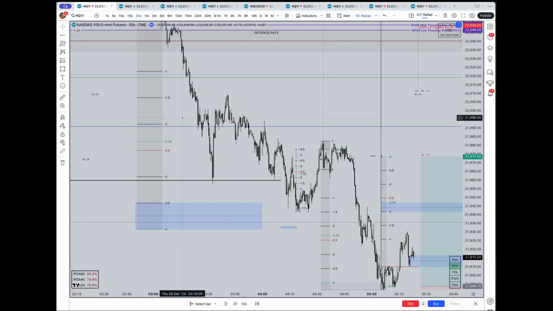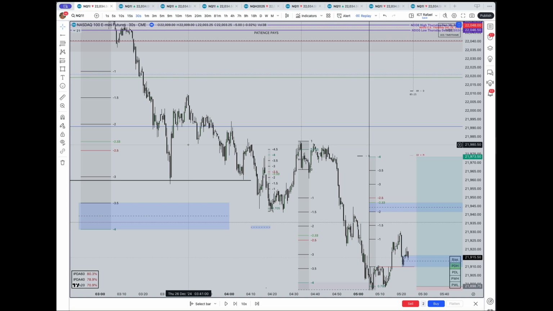So another confluence to confirm if you're right when you do this measure.